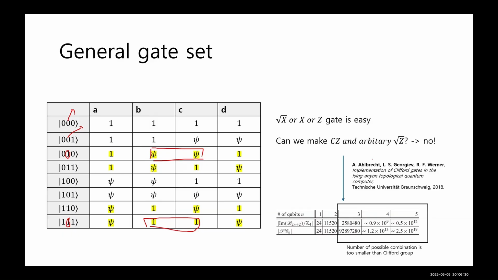And actually, this paper proved that there's no possible way to make the full possible Clifford gate group. This is the number of the possible quantum results. You might notice if the qubit number is one or two, the number of possible results is the same. But if the qubit number is more than two, it's way smaller than the possible group in the Clifford group. So that means we cannot implement all of the possible Clifford gate set.